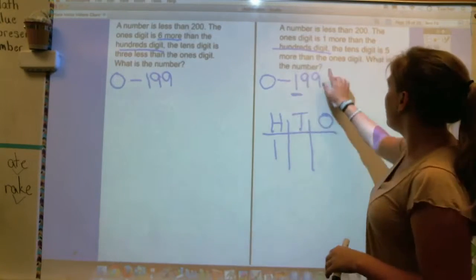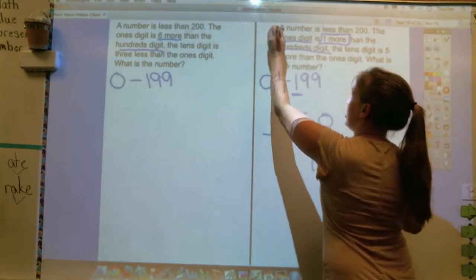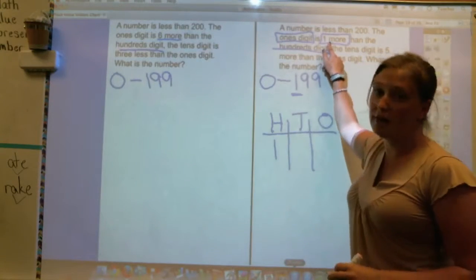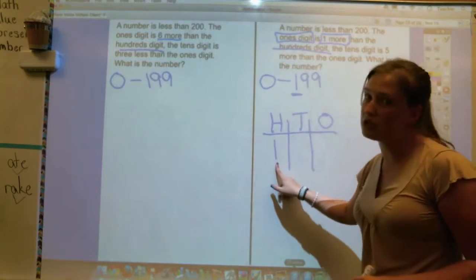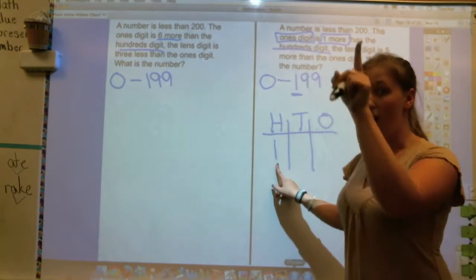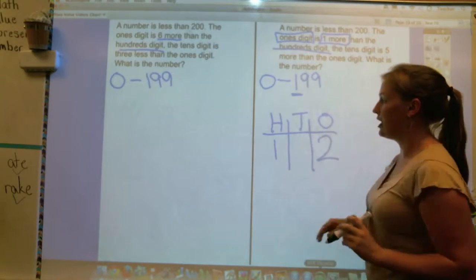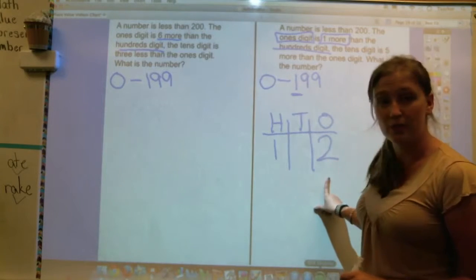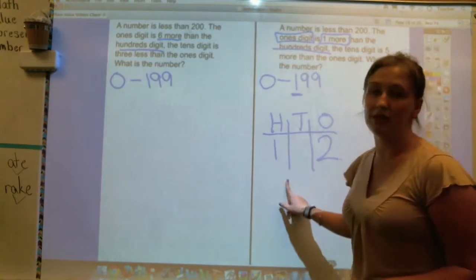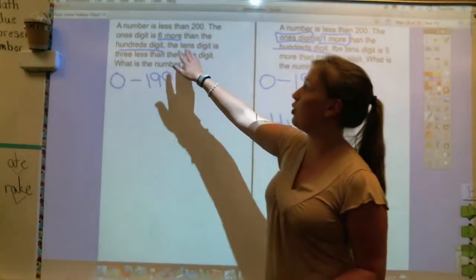Okay, so it says 1 more. The ones digit is 1 more than the hundreds digit. So if my hundreds digit is 1, 1 more would be 2. So now I know I have a 1 in the hundreds place and a 2 in the ones place. I know I'm going to need something in the tens place, but I'm sure I'll get to that in a moment. Let's look at yours.